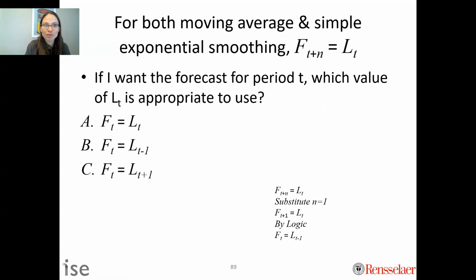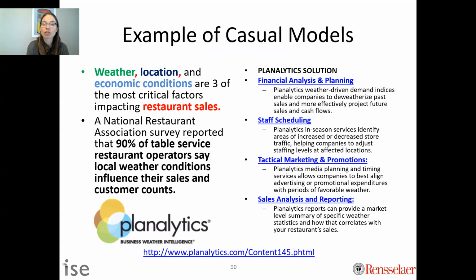Lots and lots of companies use time series. It's actually quite powerful in terms of predicting things. But there are also other models, and oftentimes they'll be used in conjunction with what's called causal models. So what if we knew something out in the world that influenced the thing we wanted to predict? So regression is an example of this.